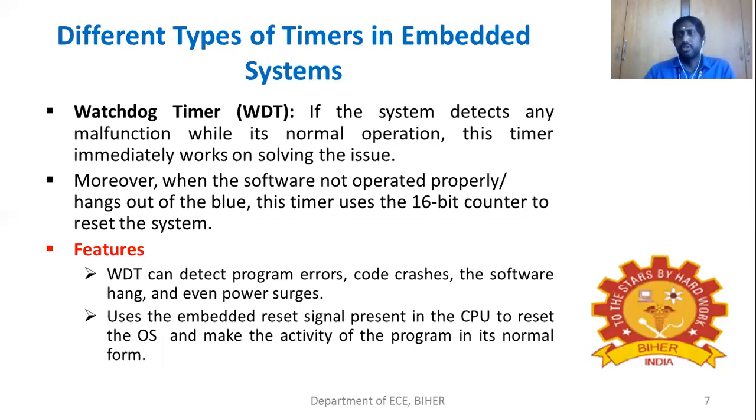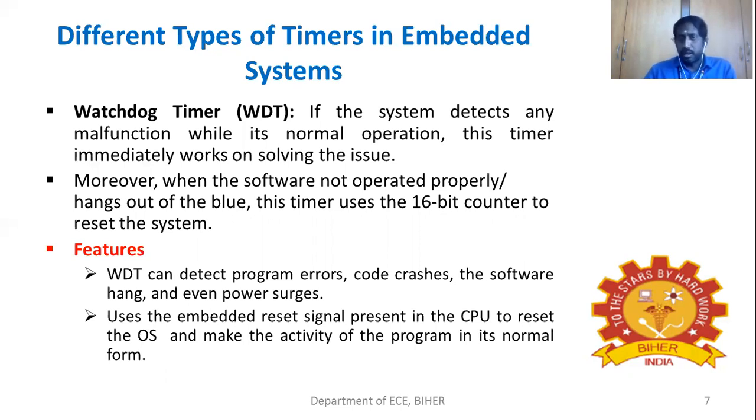The first and most used one is the Watchdog Timer. The Watchdog Timer is mostly used in many real-time systems. If the system detects any malfunctions or errors during its normal operation, this timer immediately works on solving the issue. It is used to solve real environment problems and responds immediately to the errors. When the error signal is detected, it is activated and goes to a reset position or any other action necessary.